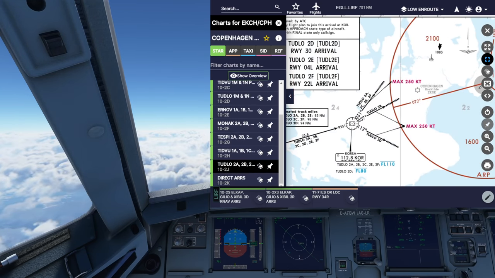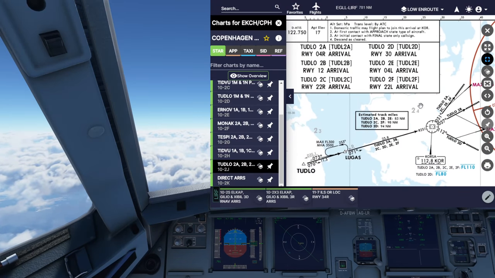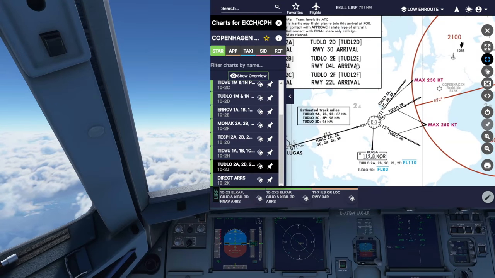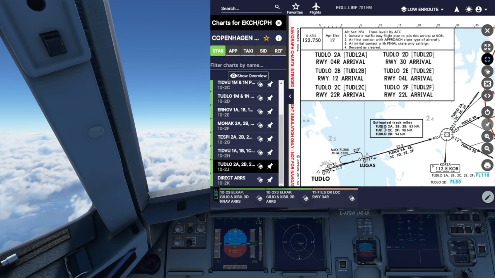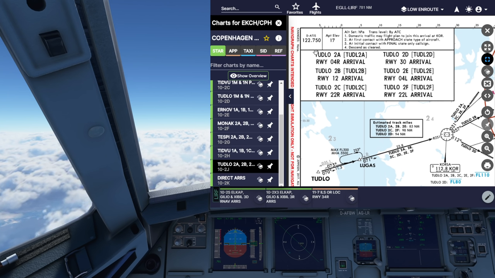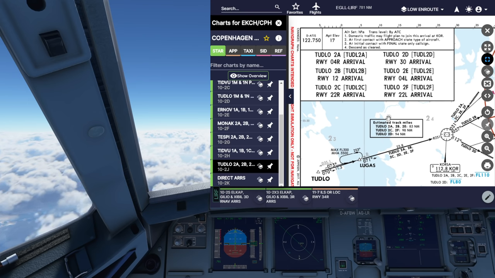Here I have the Copenhagen chart, so just to look at a couple of different airports. This is something you may encounter. This is the Tudlo standard terminal arrival route, which goes Tudlo, Lugas, and you'll see there's actually a whole load of arrivals on this plate. So again, really important you check you've got the right one that air traffic have given you, because there could be lots of very similar names. They can be incredibly confusing, so really important you take the time to check it.